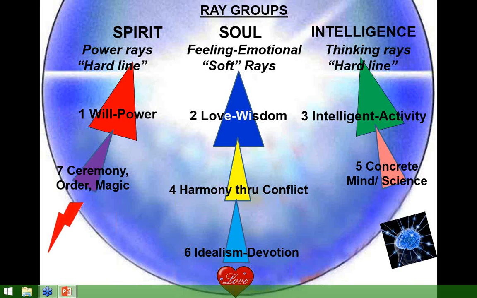And on the intelligence line we'll be looking at those as well, and we have rays 3 and 5, the intelligent activity ray and the concrete mind and science ray. And so we'll be looking at the personalities and the souls of people through whom those rays flow as well. The really important thing to remember, students, is that the rays are very neutral. They're just an energy that goes out.